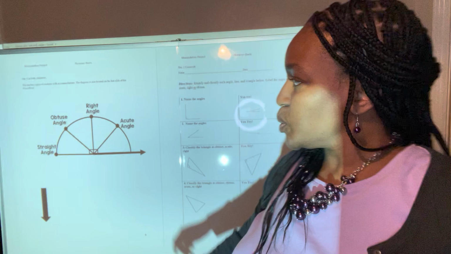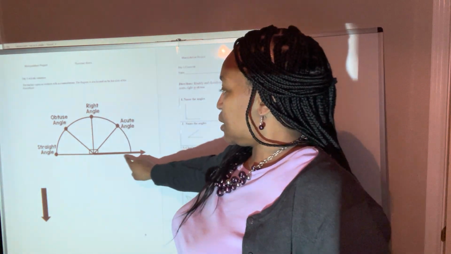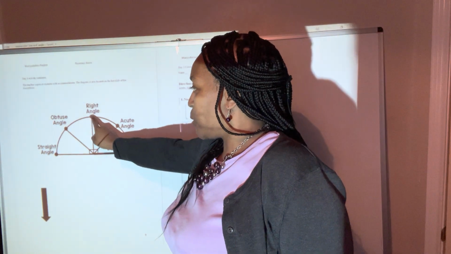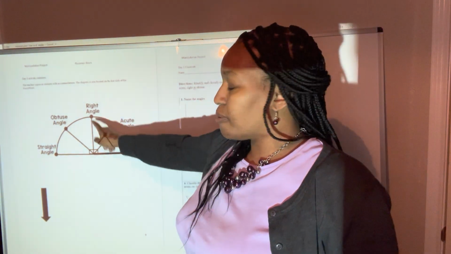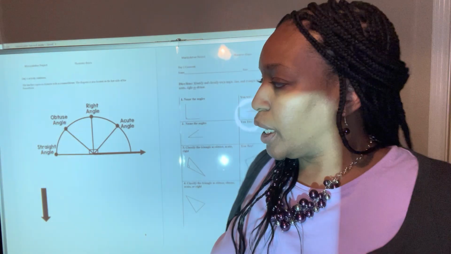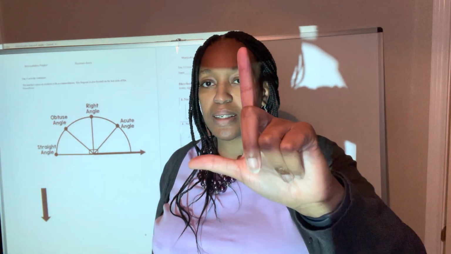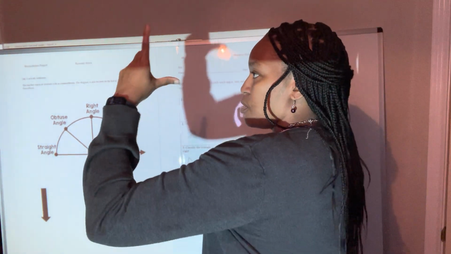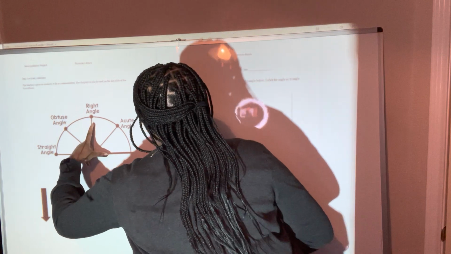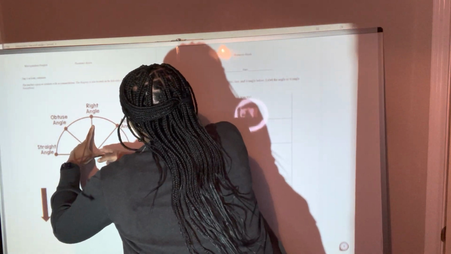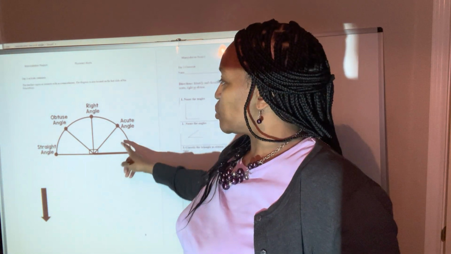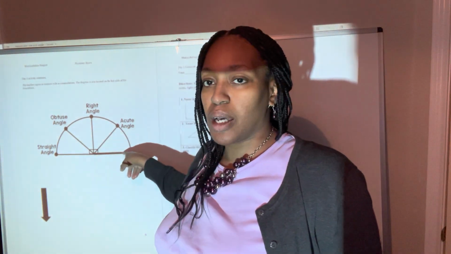Okay, the next one we're going to talk about is our right angle. Remember on our meter how we moved the arrow? Now for our right angle, we will do our hand signal as this. So the L will be our right angle. If you take your L and place it on the graph, you will see how that makes that L shape. And the next one we're going to talk about is the obtuse angle.